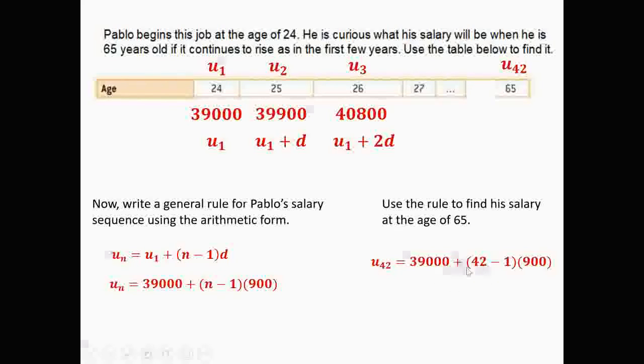If you solve this, you end up getting, I don't know if I showed, yeah, I did. Okay, so 39,000 plus 41 times 900. It's important to now take this back and understand what's happening here. We're using a rule, a formula, but why does it work the way it does?